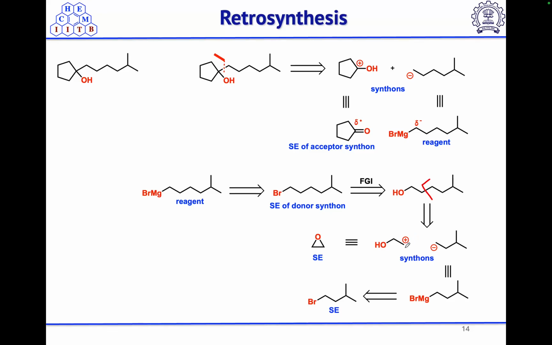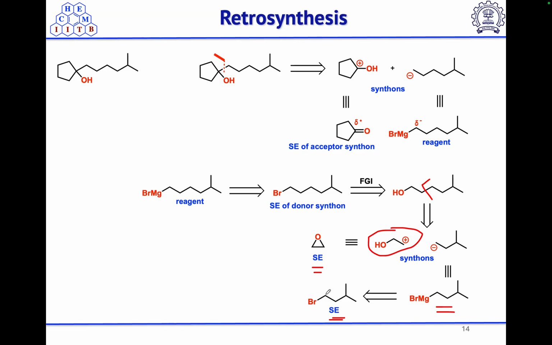So this is the alpha carbon and the beta carbon. The beta positive charge, next to the alcohol, we can easily get from the epoxide. So from the epoxide we can get this synthon, and the synthetic equivalent is this epoxide. And this is the donor synthon, again a carbanion, and we can easily get it from magnesium, that is called a Grignard reagent. Now this Grignard reagent we can get from this synthetic equivalent.